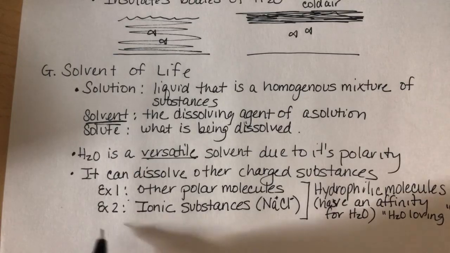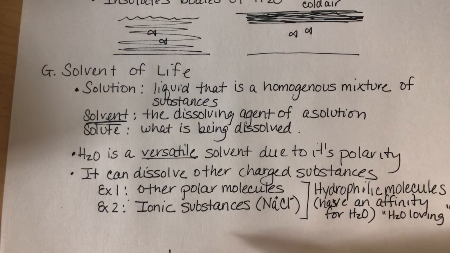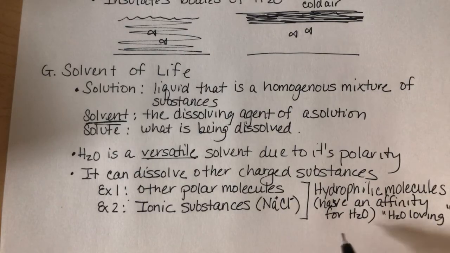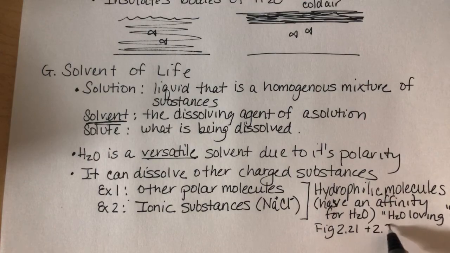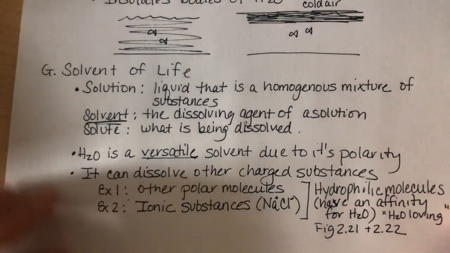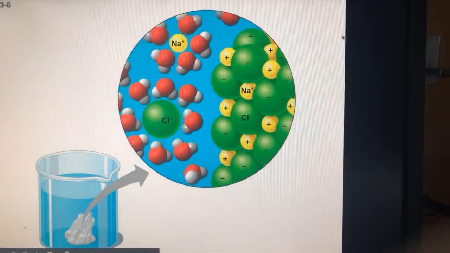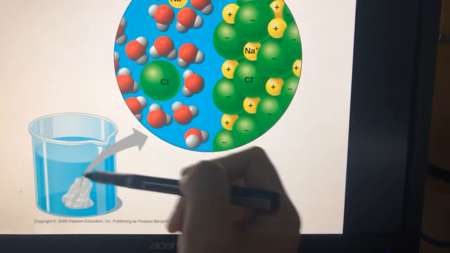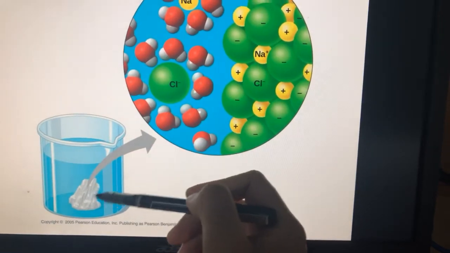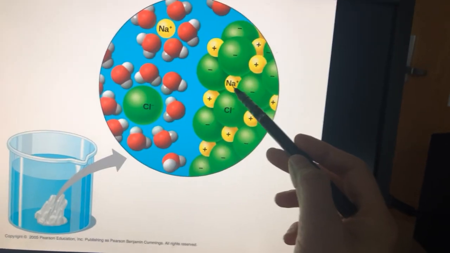And we can look for these two to give you an idea of the figures. There are two figures in your textbooks, figure 2.21 and 2.22, where you can look to see it dissolving those substances. Let me pause it and I'm going to show you the picture. So this is a picture of water dissolving salt. So here you've got your beaker with a chunk of salt. That chunk is going to have many of those NaCl molecules.